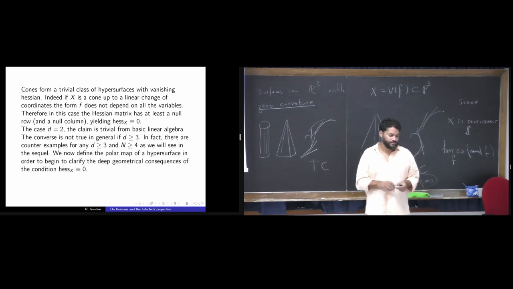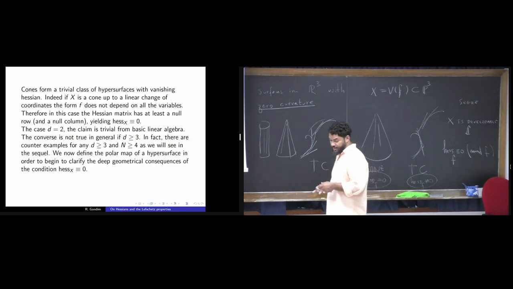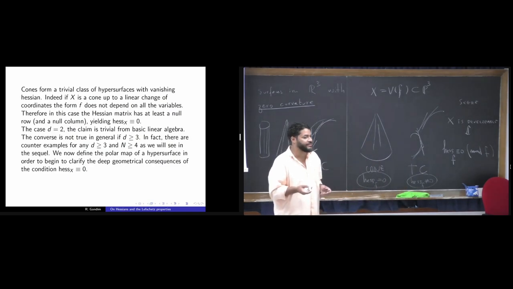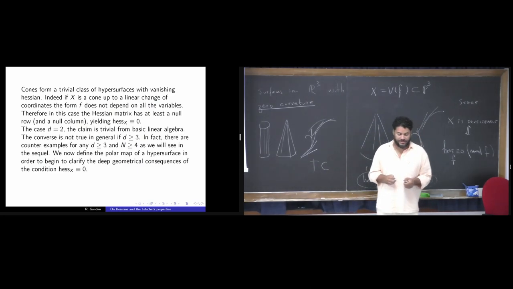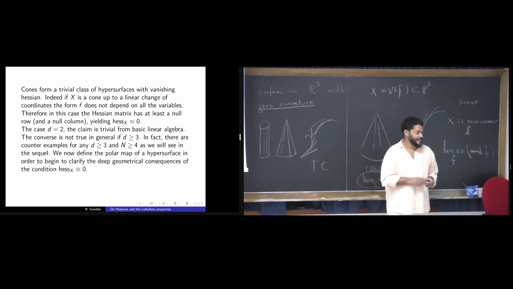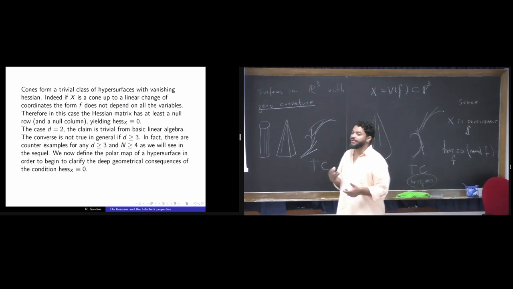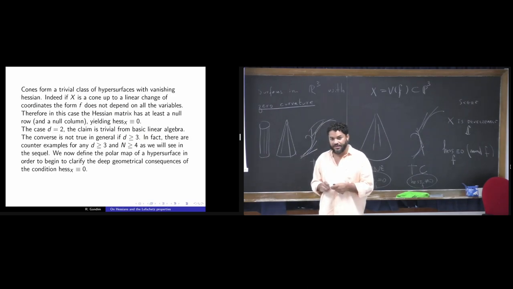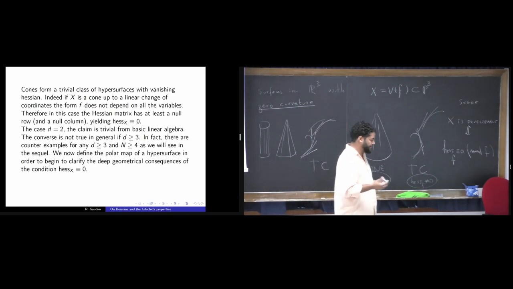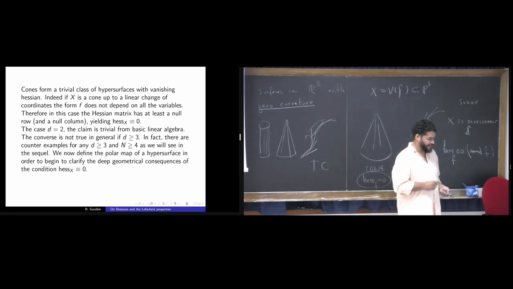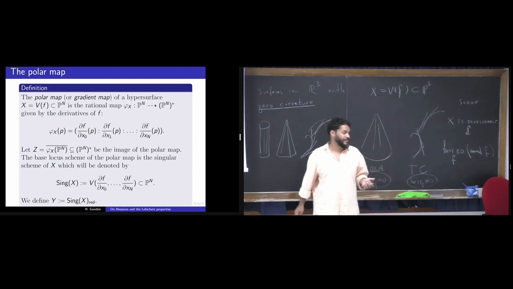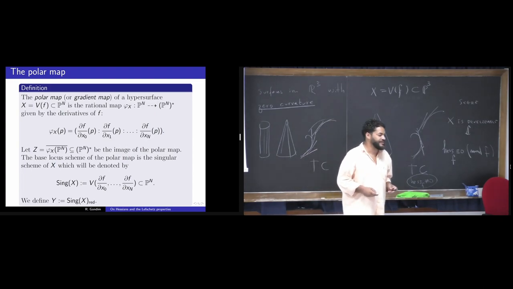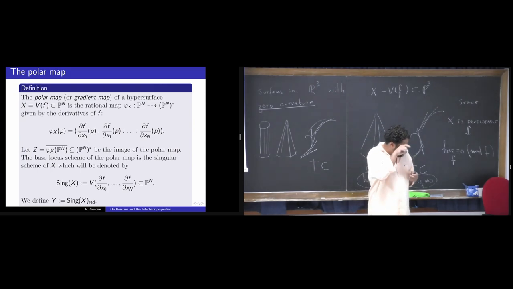To understand the geometry of hypersurfaces with vanishing Hessian, it's important to understand the geometry of the so-called polar map, also called gradient map. Let me introduce the polar map of a hypersurface. The polar map or gradient map of a hypersurface is a rational map given by the partial derivatives of the form.